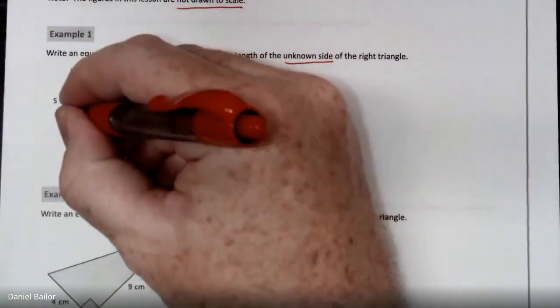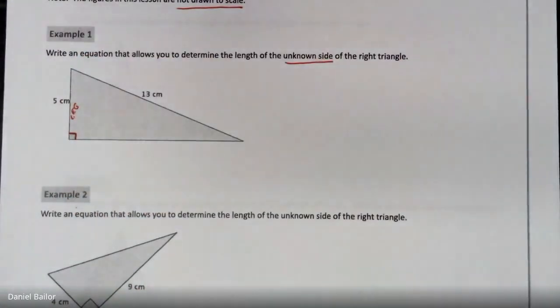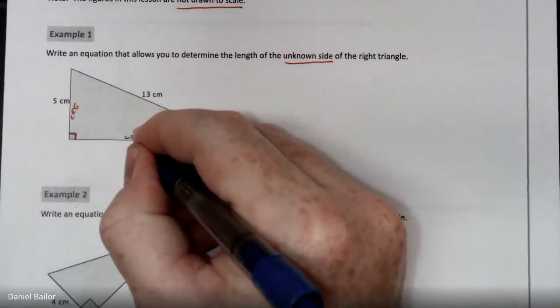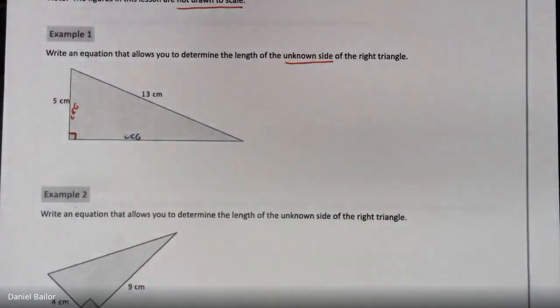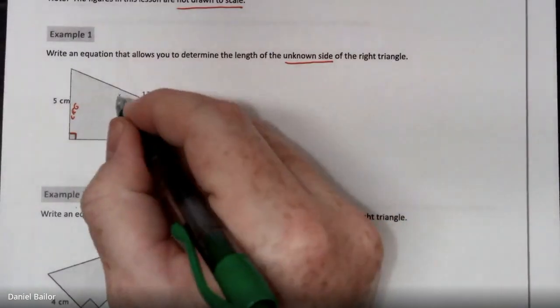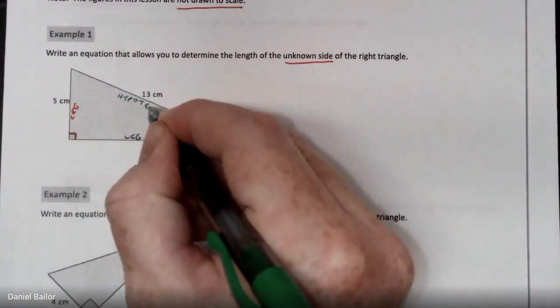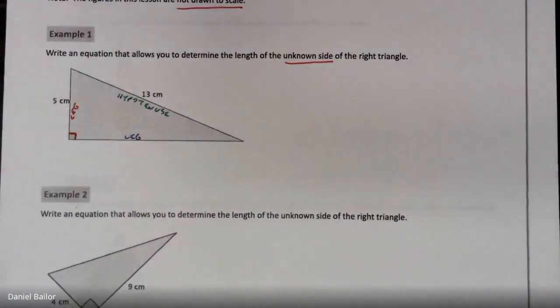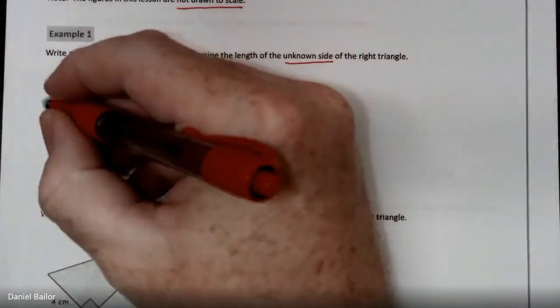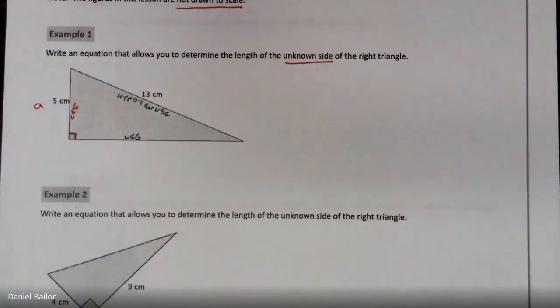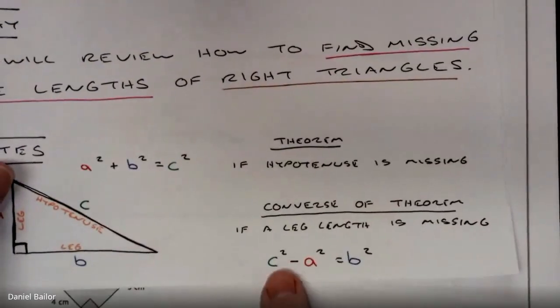I know the legs are connected to the right angle. So we have a leg, and opposite the right angle, the diagonal, is the hypotenuse. So now, what is missing? It looks like a leg is missing. I can say this is leg A, this is leg B, and this is hypotenuse C. So when the leg is missing, remember in our notes, when the leg is missing, I'd use this.